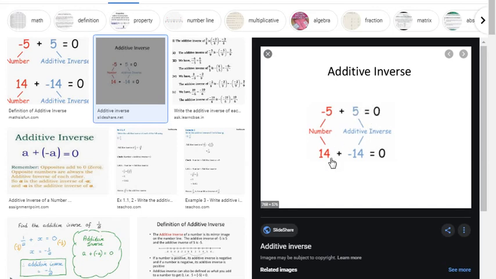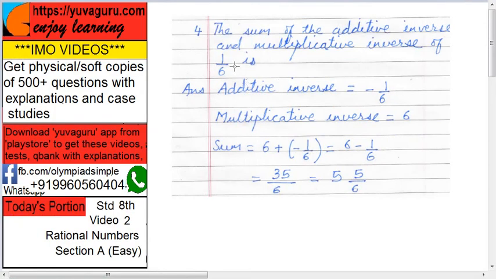If the original number is 14, what should be added to it so that the answer is 0? Minus 14. Similarly, in our case, the number is 1 by 6. So additive inverse will be minus 1 by 6, right?